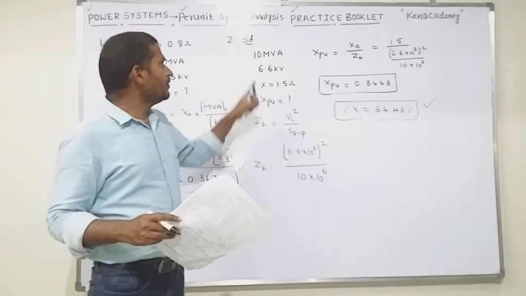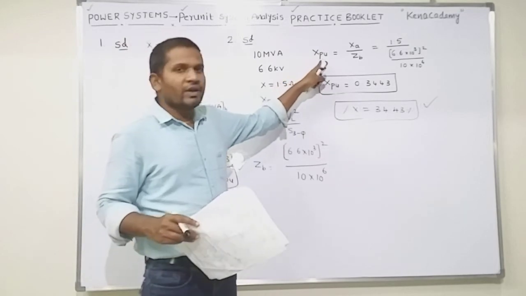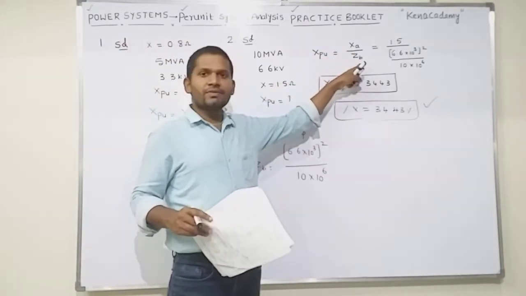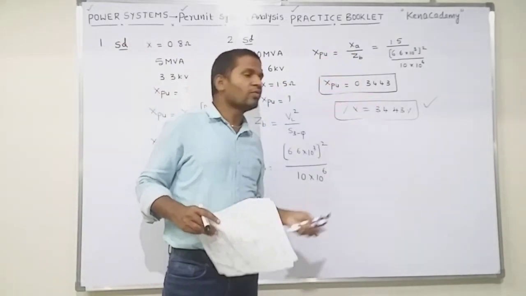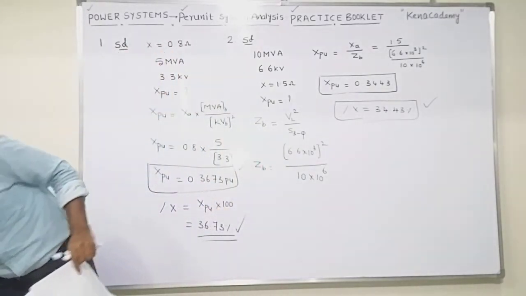The concept is very simple. If a 3 phase is given, first calculate the base impedance. Then how to define the per unit value: actual value divided by base value. Then we can get 0.3443. Clear? Okay. Now see the third problem.